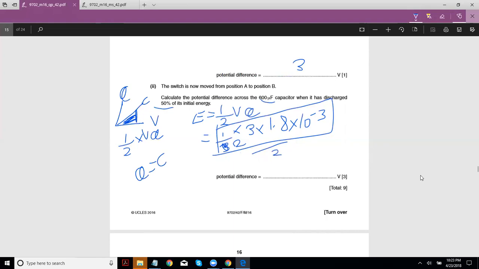Q is equal to CV, so you just replace it here. So the energy will be half V squared C, right? C is the same, so you can input C. We don't need to calculate the energy now. Whatever the value of the energy is, divide by 2, input into this particular formula, and you'll get the answer.